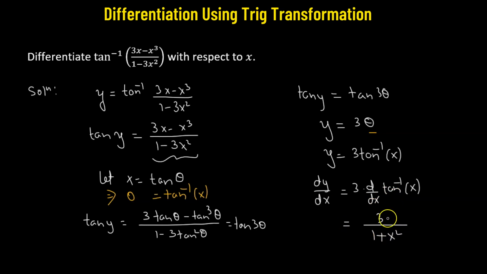So you have 3 multiplied by the numerator 1. So this is going to be the value of the derivative of the inverse tangent of (3x minus x cubed) divided by (1 minus 3x squared) with respect to x. Now let's move on to the next problem.